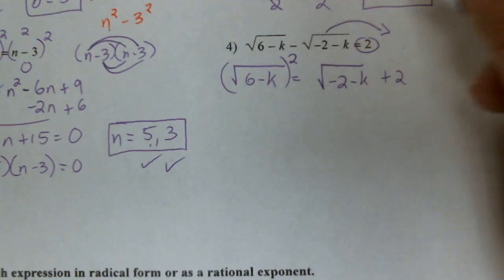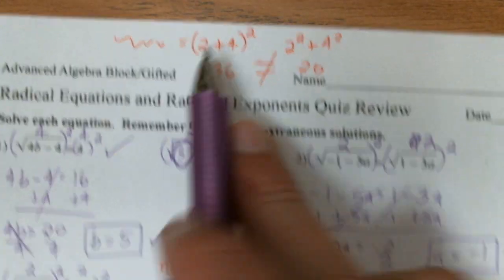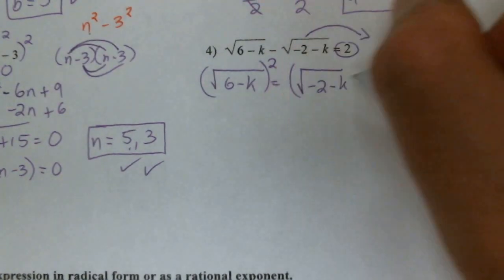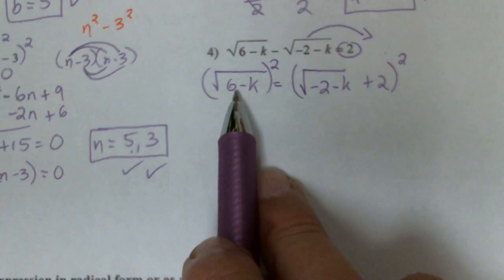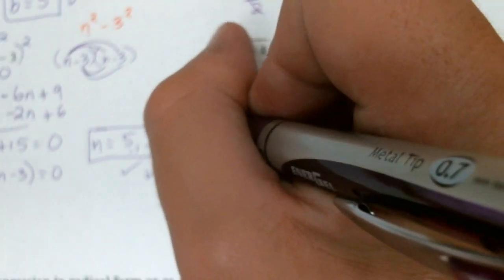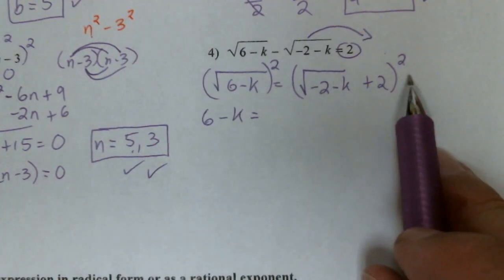Okay, now I've got one of my radicals isolated, so now I'm ready to square both sides. Now here's tricky, guys. You must, just like I showed you up here, you have to square the whole side of the equation. Okay, you can't do these individually. It doesn't work that way. So when I square the square root of 6 minus k, I'm left with 6 minus k. Alright, so now is where it starts to get a little tricky. I've got to FOIL this out.